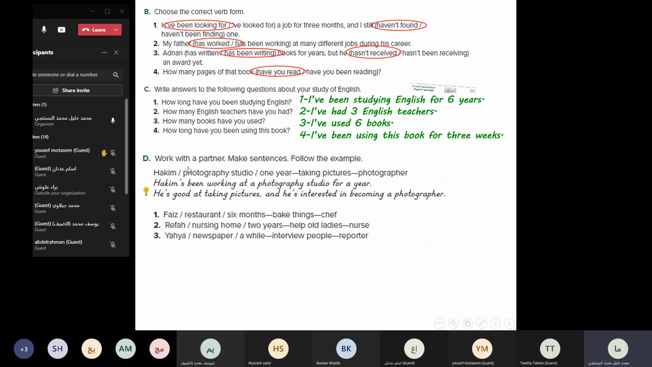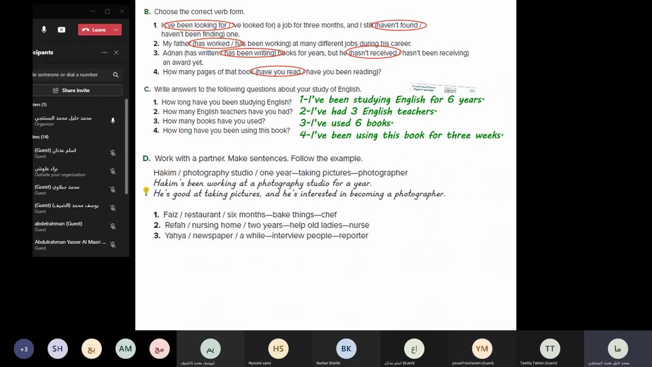Okay, now move to D. Work with a partner. Make sentences. Follow the example. Who can read the example? Yes, Yusuf. Read the example. Hakim, photography studio, 1 year, taking pictures, photographer. Hakim's been working at a photography studio for a year. He's good at taking pictures and he's interested in becoming a photographer. Good, thank you.